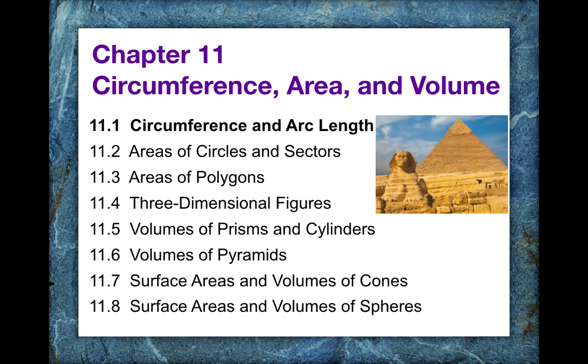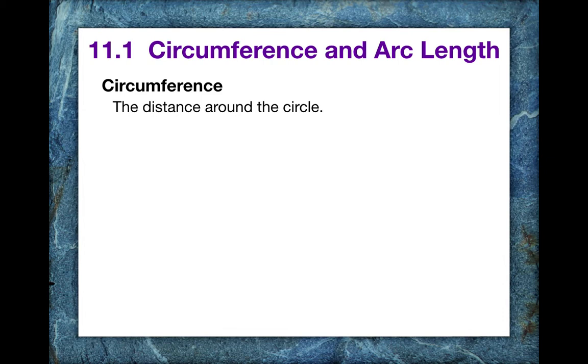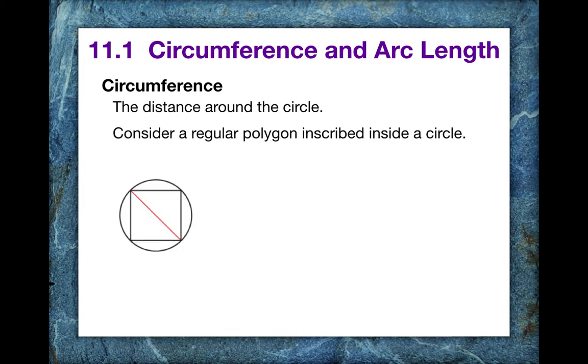Welcome to Mr. Greenstein's Geometry, and we're in Chapter 11. We're going to talk about 11.1, the circumference and the arc length. So circumference is the distance around a circle.